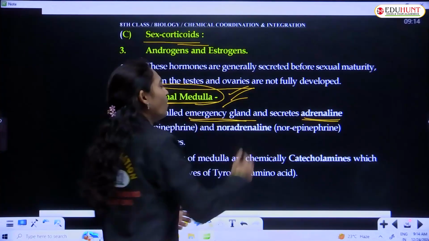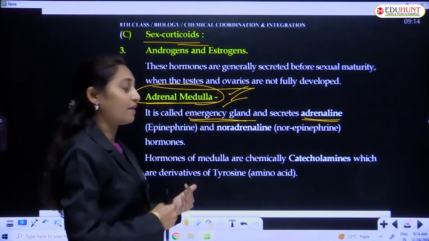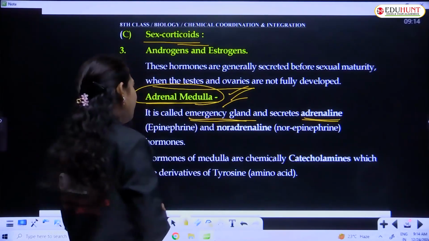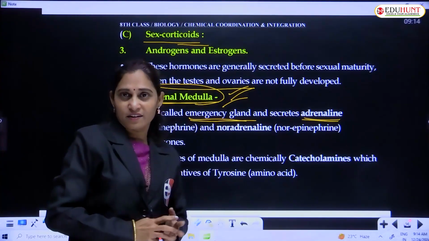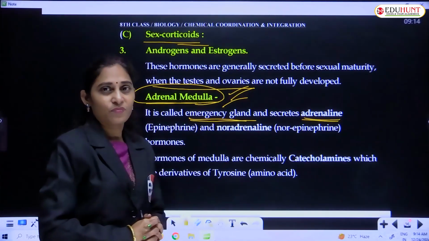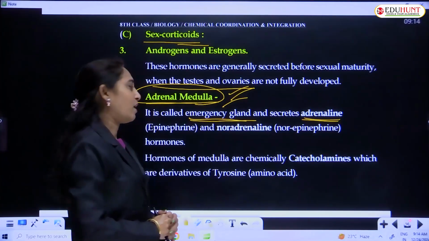This gland is also known as the emergency gland, and it secretes two hormones, adrenaline, also called epinephrine, and noradrenaline, also called norepinephrine. These are the two hormones secreted by the adrenal medulla.